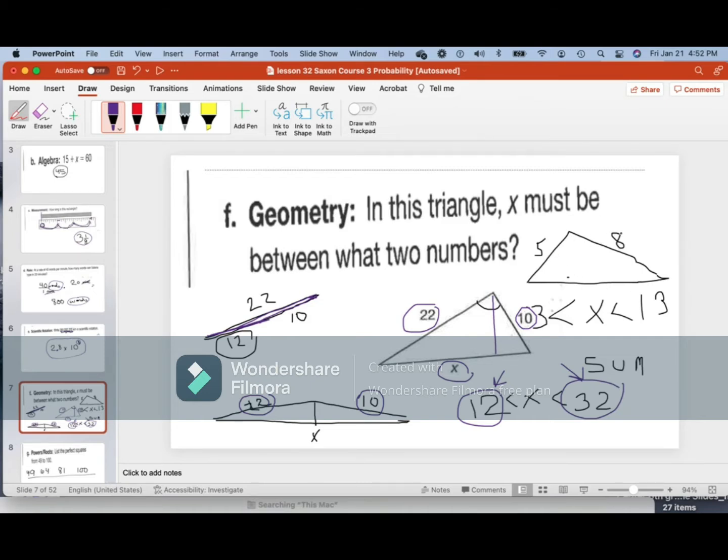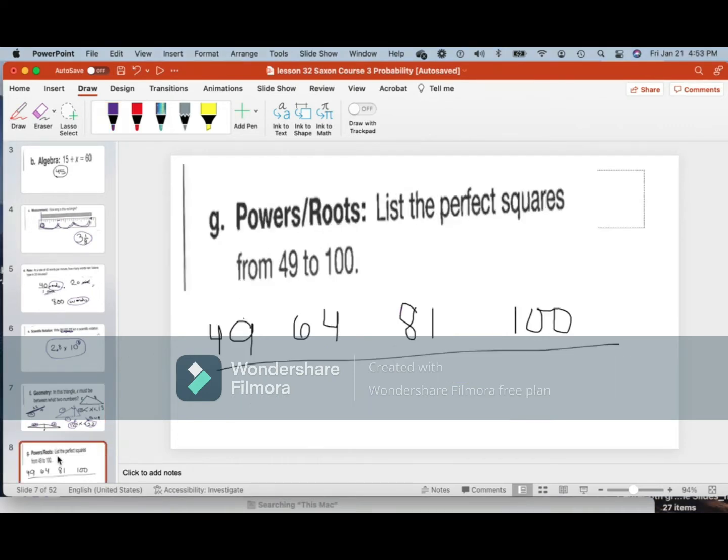If we had 5, 8, and x, then this x would have to be between 13, which is the sum of 5 and 8, or 3, which is the difference of 8 and 5. So x is between 13 and 3. Those are fun.